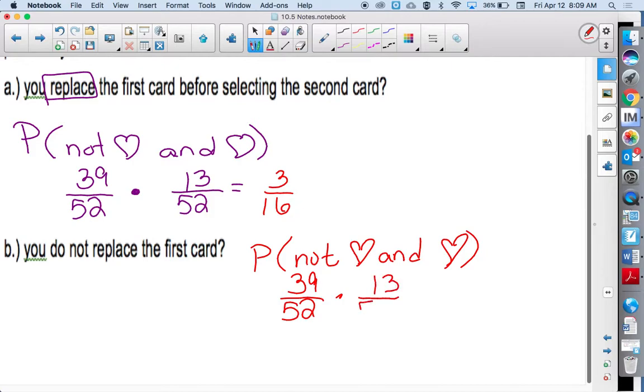13 out of 51. Because now I have one less card in the deck. And that's that probability that's changing. Because I had 52, you took out one card, so I have 51. And Odette, what would that probability be reduced? 13 over 68. Questions?